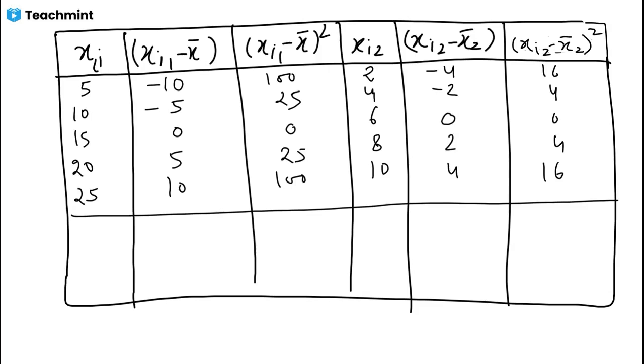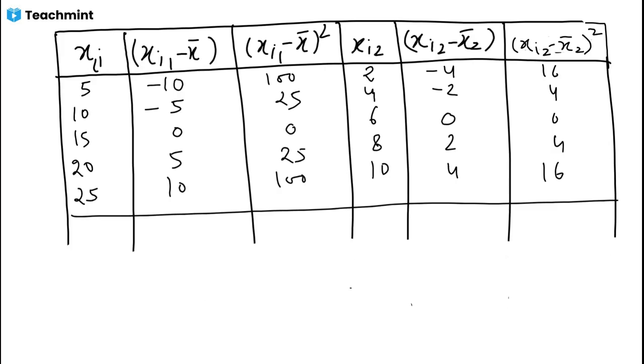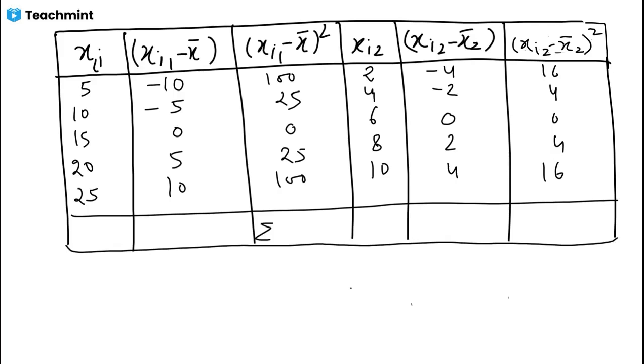Now let us find the sum. We need to find the sum of these values. Summation of xi1 minus x1 bar squared is equal to 250, and here summation of xi2 minus x2 bar squared is equal to 40, right?